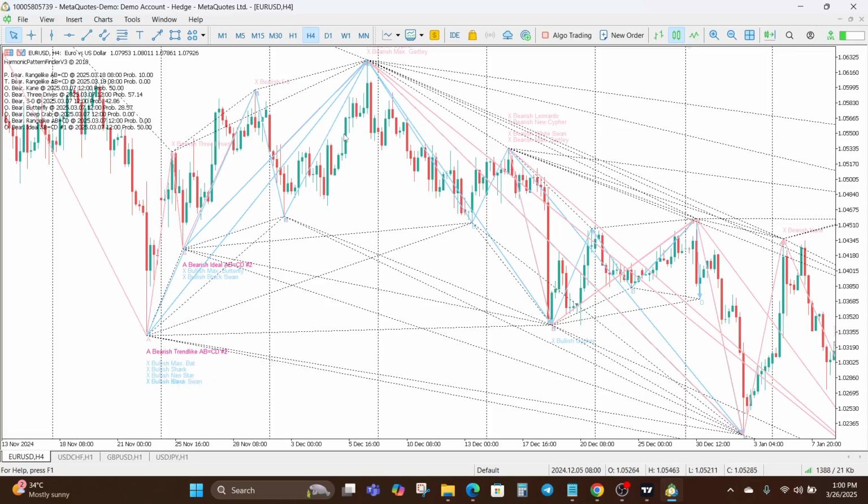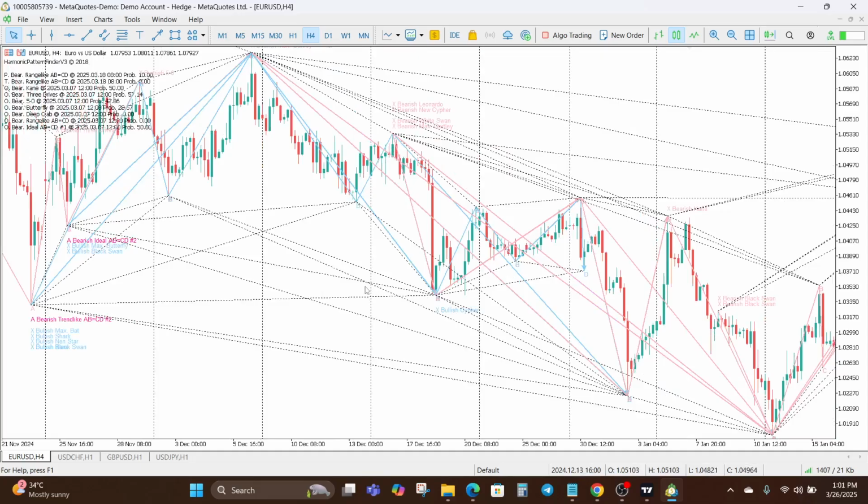When it's a bearish pattern, you look for sell opportunities. When it's a bullish pattern, you look for buy opportunities. It's as easy as that. You don't necessarily need to cram or master all the patterns at once, okay? Because the indicator is doing a good job for you already.